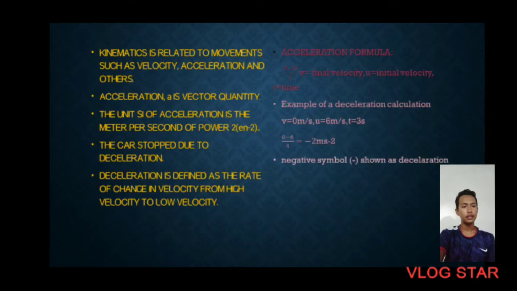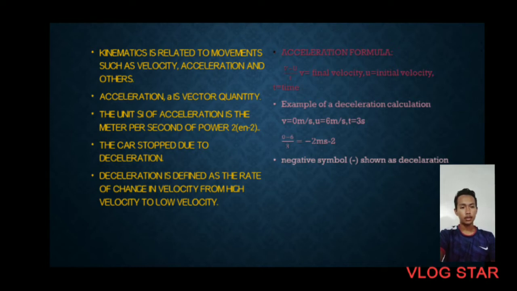Kinematics is related to the motion of an object such as velocity, acceleration, and so on. The kinematics that I will present this time is acceleration. Before that, I will tell you what acceleration is. Acceleration is defined as the rate of change of velocity. Acceleration is a vector quantity because it has magnitude and direction, like velocity. The SI unit of acceleration is meter per second squared, m/s^-2.